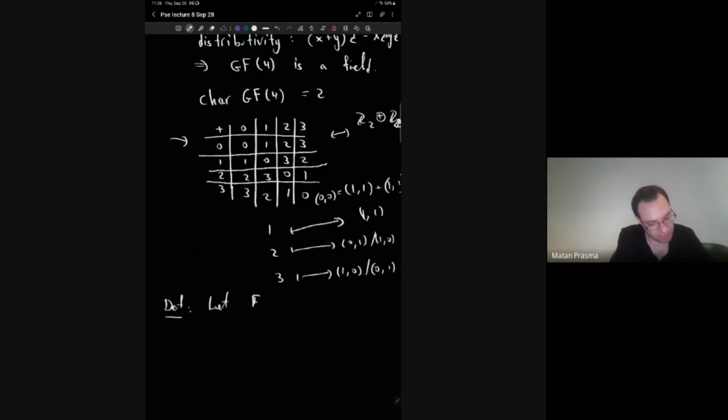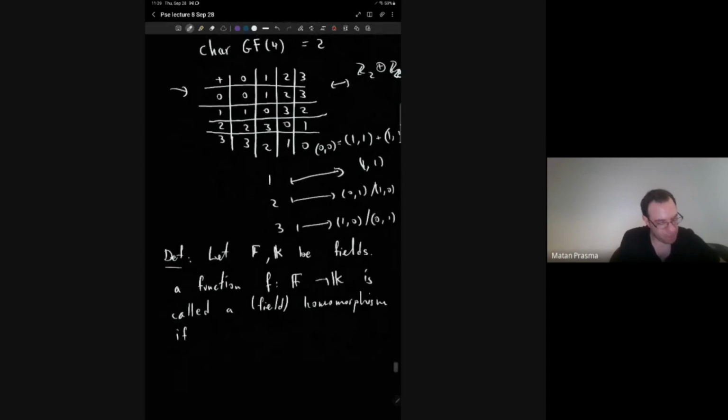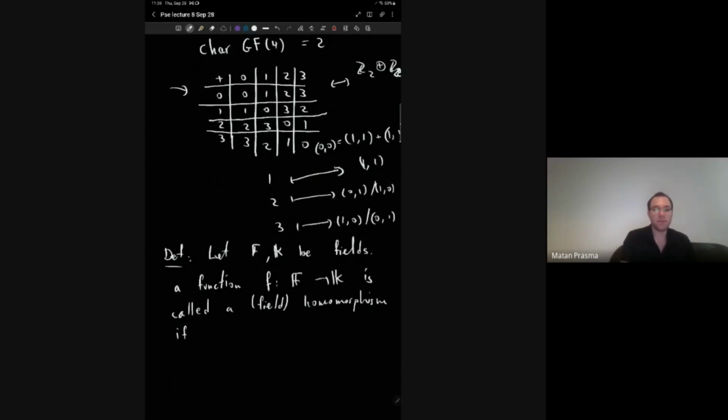Let F and K be fields. A function F from F to K is called a field homomorphism if, well, first I want that F of 0 is equal to 0 and F of 1 is equal to 1.